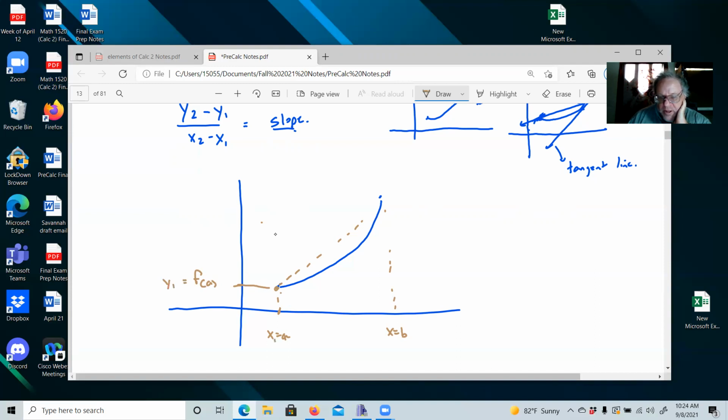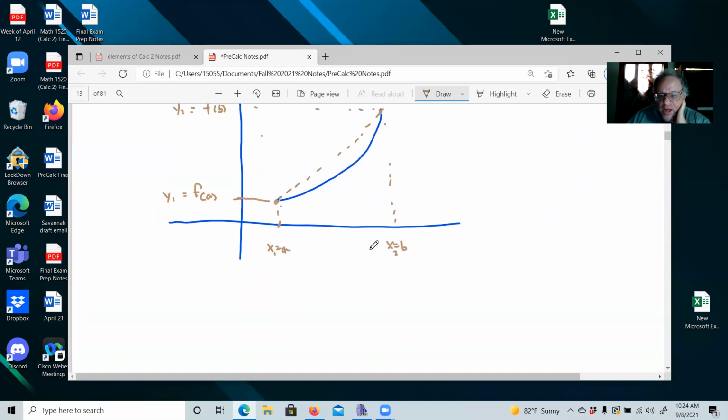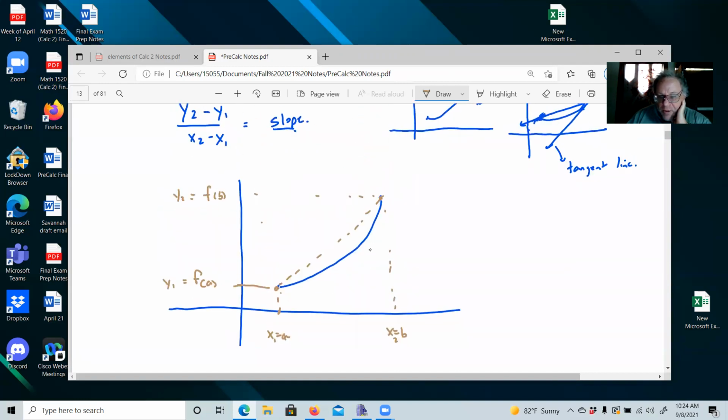This is x1. And then we have our point here, right? What's the height here? This is f(b). It's y2. So x2 is equal to b. So the formula we're going to come up with is the same as the slope formula. It's f(b) minus f(a) over b minus a.